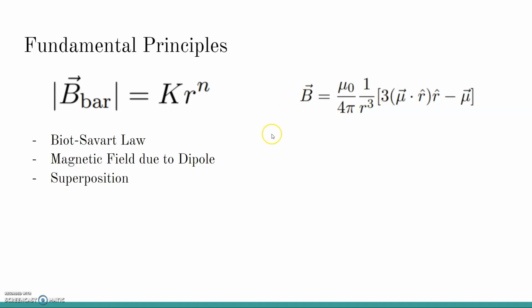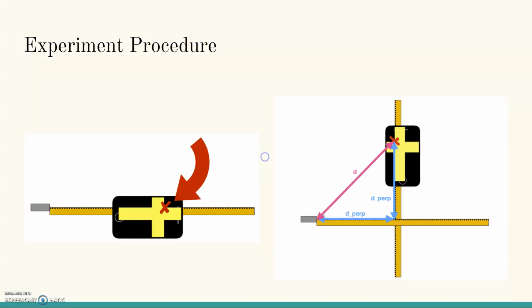On the right we have the magnetic field due to a dipole. This is another one of the equations that we are given in this lab and we have to use. In addition, we have the law of superposition, which basically says the net magnetic field is equal to all the individual magnetic fields added up.